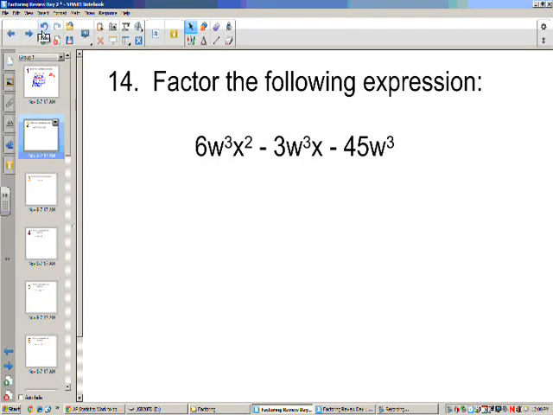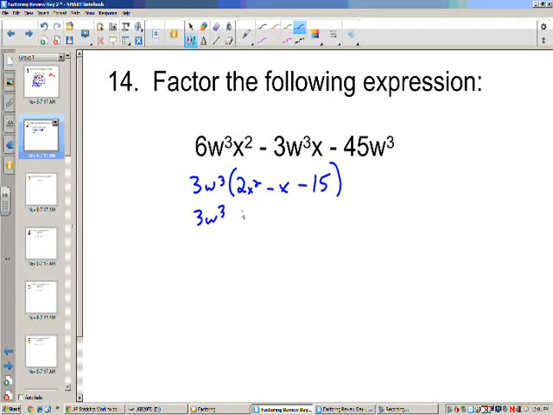Alright, try this one, see how far you get. Hopefully you're finished with the problem. What I can see is there's a 3w cubed that we can take out of each term, leaving 2x squared minus x minus 15.